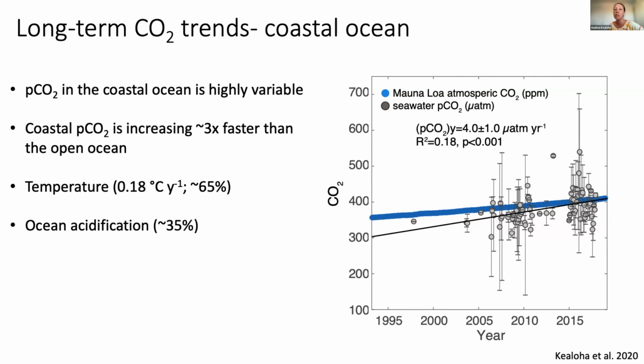You can see that there is a lot of variability, but we do detect a significant increasing trend of 4 microatmospheres per year. This is 3 times faster than the open ocean. We also found an increasing temperature trend. So this temperature trend can account for 65% of the pCO2 trend, and the rest we can attribute potentially to uptake of anthropogenic carbon.